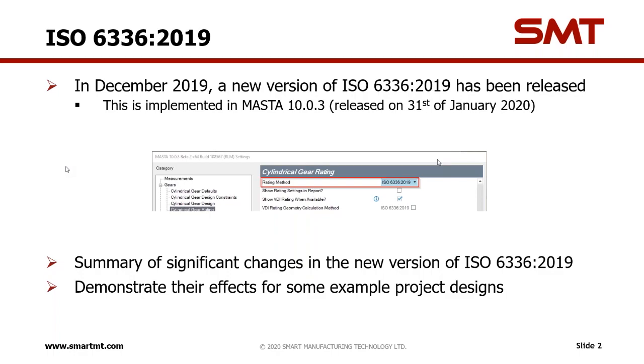We've done this as we're aware that the industry won't adapt it straight away. So just be aware that within the settings menu, you have to specifically activate the 2019 rating method. What we're actually doing in this webinar is showing a summary of the significant changes between the old and the new version, and we're going to demonstrate their effects on some example project designs. The results we're going to show you are from actual projects. They're very much anonymized, but it should give you a realistic representation, more than just using our simple example models.